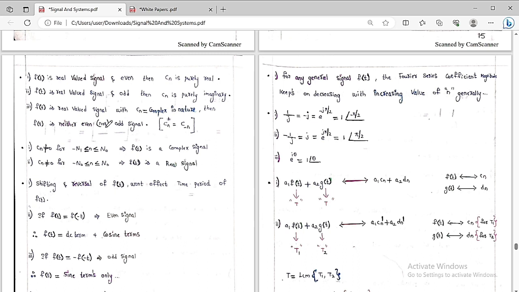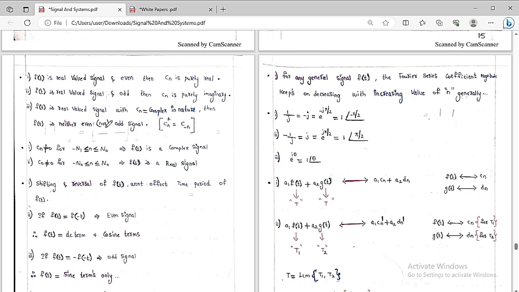Now the next point is, suppose f of t is a real value signal and even, then what is going to happen? As I already told you, if f of t is a real value signal and also even, then a0 is not equal to 0, an is not equal to 0, and bn is equal to 0. So Cn is equal to an by 2 minus j bn by 2; as bn is equal to 0 and an is not equal to 0, Cn is purely real.